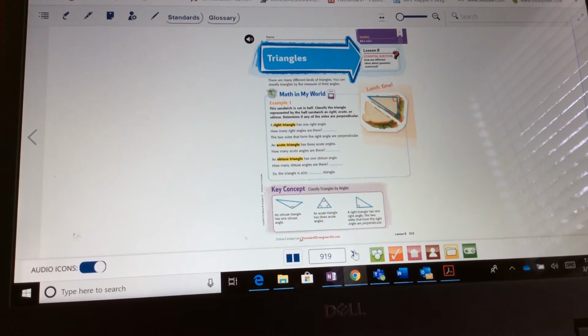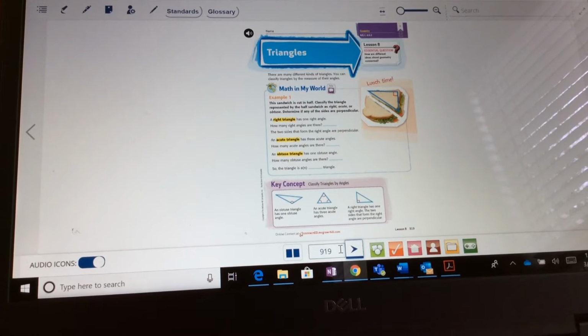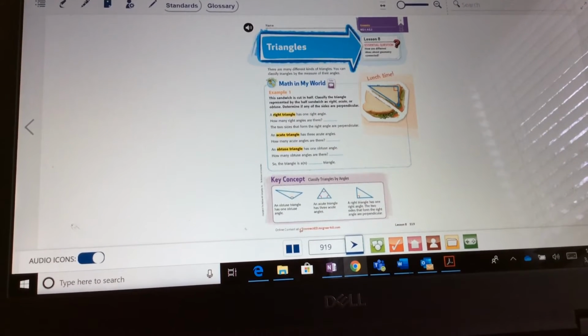So then in our math book, let's see if I can turn the page. Did I do that right? Turn. I said turn. Okay, it doesn't like me, of course.